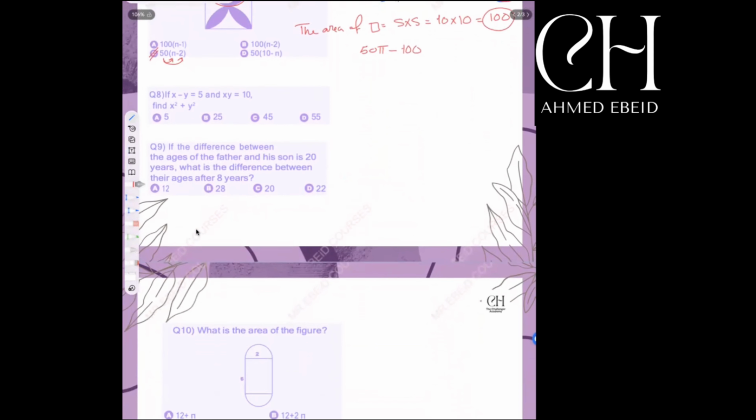Let's move to question 8. If x minus y equals 5 and x times y equals 10, find x squared plus y squared. I think we answered a question like this in the previous video. If you have x minus y equals 5, just square both sides to change it into a perfect square.